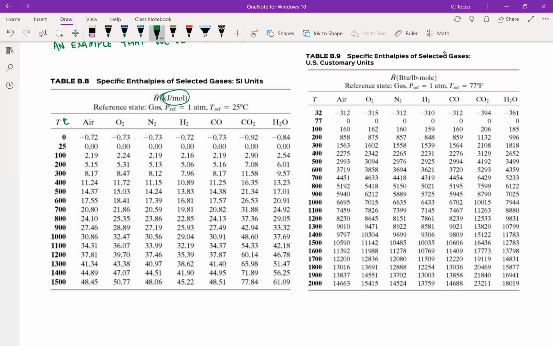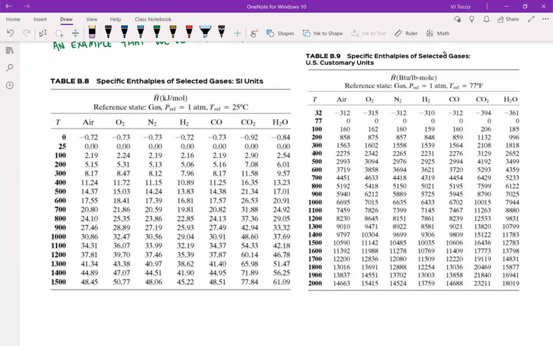In contrast, table B9 is for English units, where T is given in degrees F and H hat is in BTUs per pound mole. So depending on what units you're working with in your problem, that will inform whether or not you should use table B8 or B9. A couple of things to notice about this table.